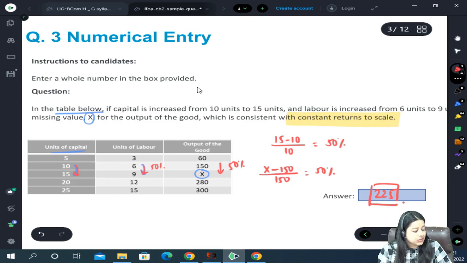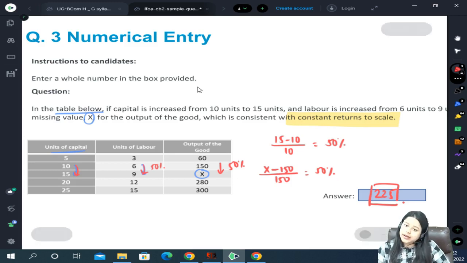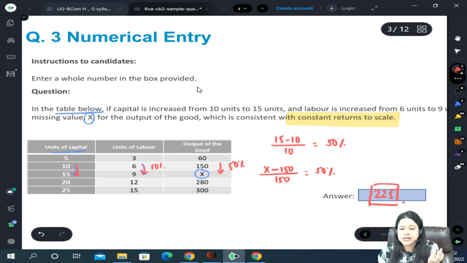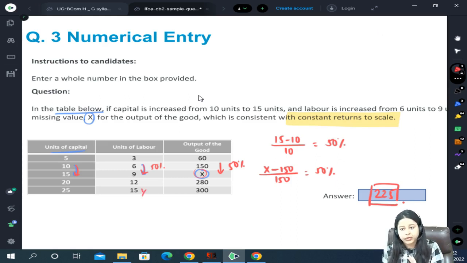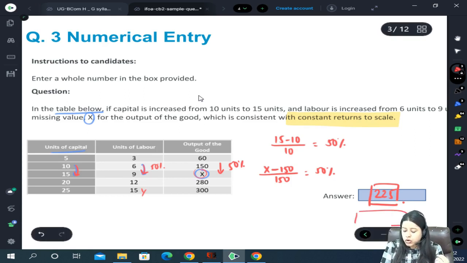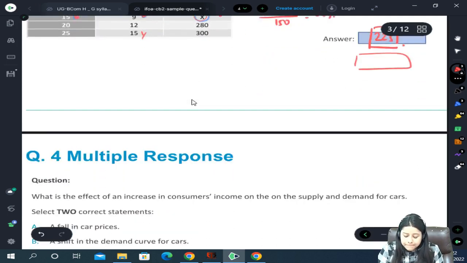Okay, so now can we move to the next one? This was a numerical entry kind of question. They might give you some numericals and ask you to answer. Now here you just have one numerical, just to find this x. They might give you find x and y, with some y somewhere or the other, and they will give you two boxes to answer. Something like that.